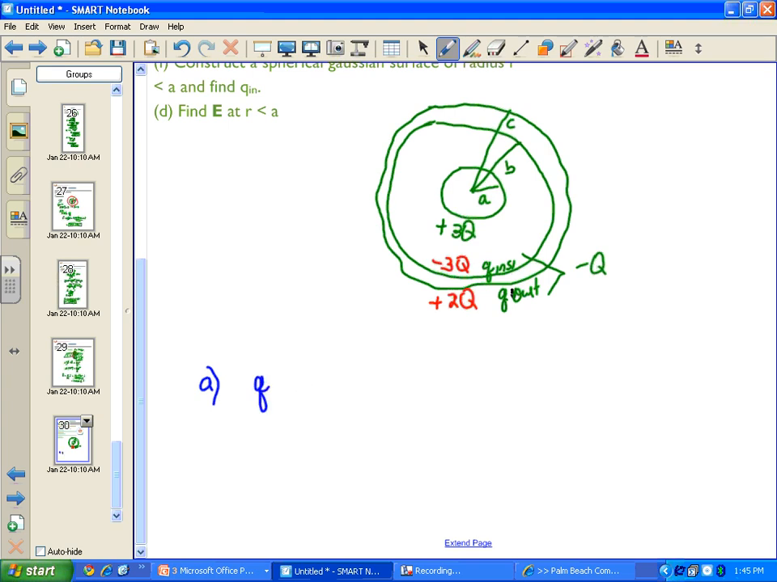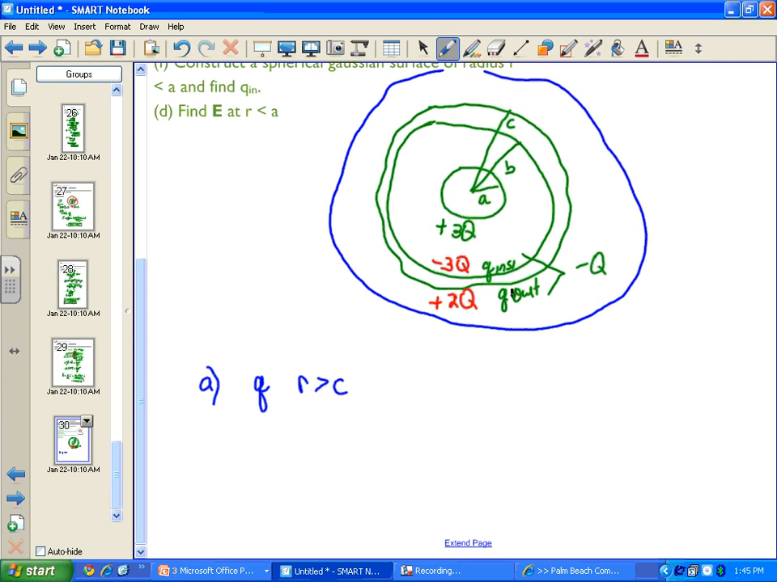What is the Q inside a Gaussian surface that has a radius which is greater than C? Well, let's see. If we come over here and put a Gaussian surface with a radius greater than C, and we ask ourselves, what is the charge inside? Well, all we have to do is count. Plus 3Q minus 3Q plus 2Q. Well, that is equal to plus 2Q.